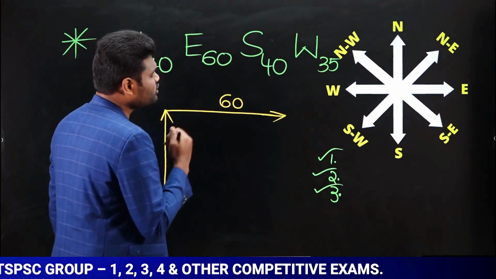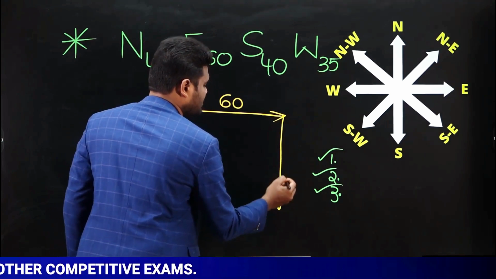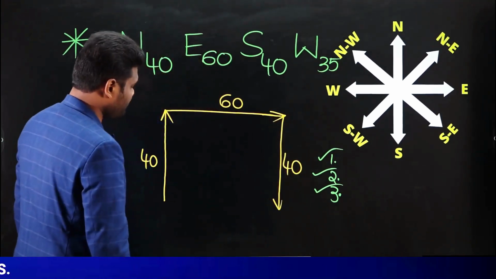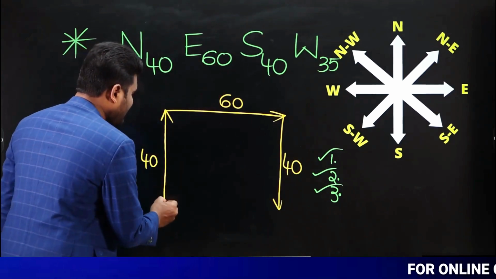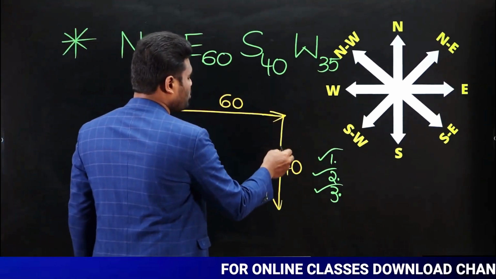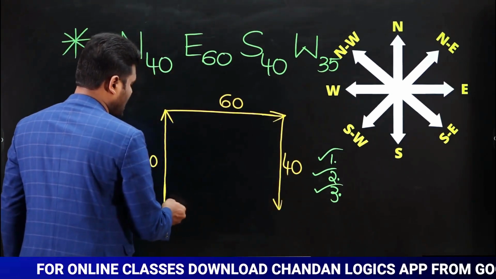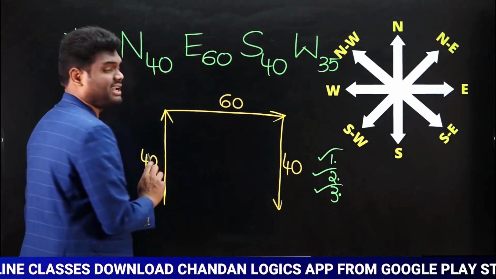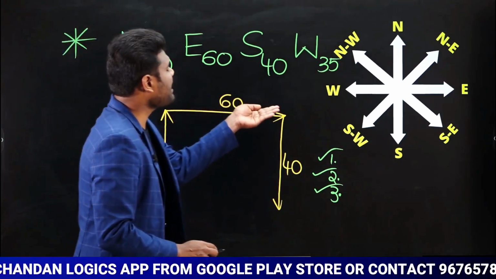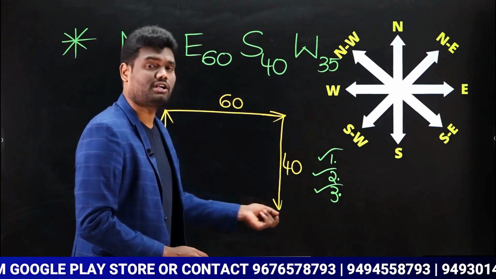Followed by south 40. Now he is going to travel towards south 40 meters. Now observe carefully. He traveled towards north 40 and here he traveled towards south 40. Which means both of these points are on the same horizontal straight line. Why? Because he went towards north 40 and came down towards south 40.